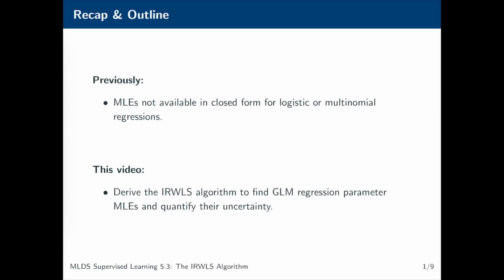Previously, we've seen that for logistic regression and for multinomial regression, the maximum likelihood estimates of our regression coefficients beta aren't available to us in a closed form. The same is true for many types of GLM, and so having numerical routines that can find both the MLEs and their standard errors are both crucial to making this class of models useful in practice.